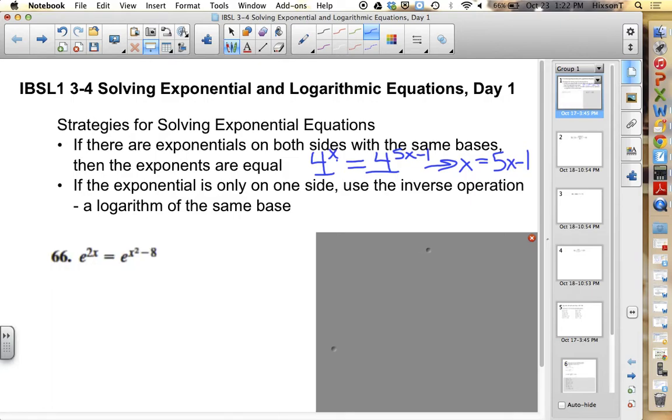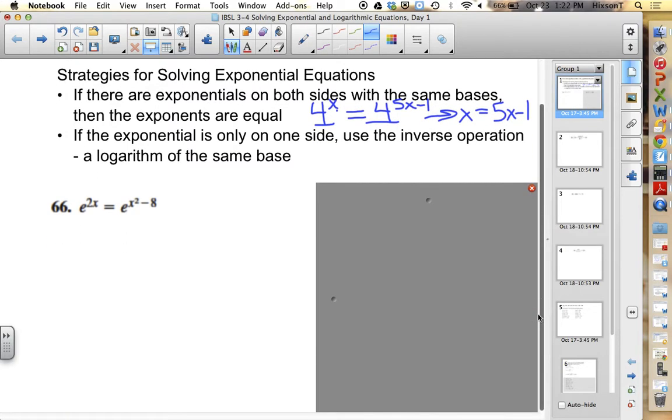So, here's one case. I have e to the 2x equals e to the x squared minus 8. So if I were trying to solve this equation, what would my next step look like? Nico? Well, since you have both same bases, you can just say that 2x equals x squared minus 8. Good. 2x equals x squared minus 8 because we have the same base.